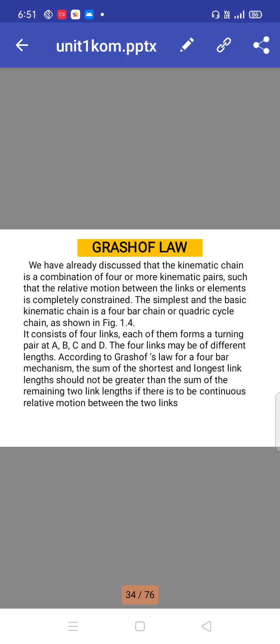The four links may be of different lengths according to Grashof law. For a four-bar mechanism, the sum of the shortest and longest link lengths should not be greater than the sum of the remaining two links, if there is to be continuous relation between the two links.